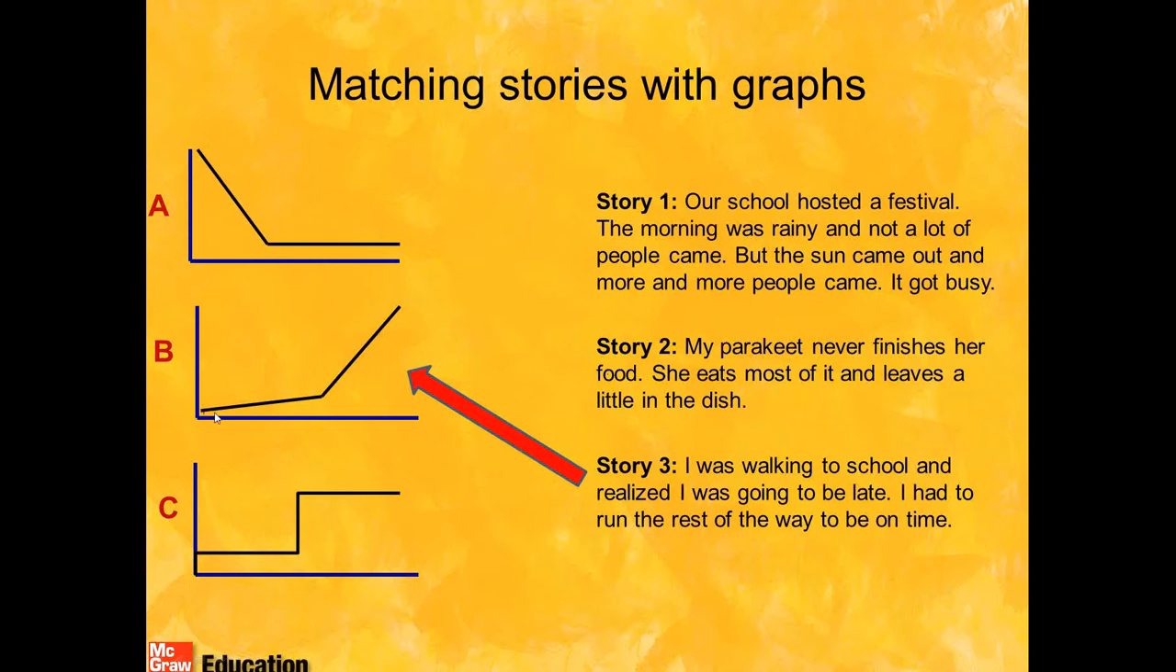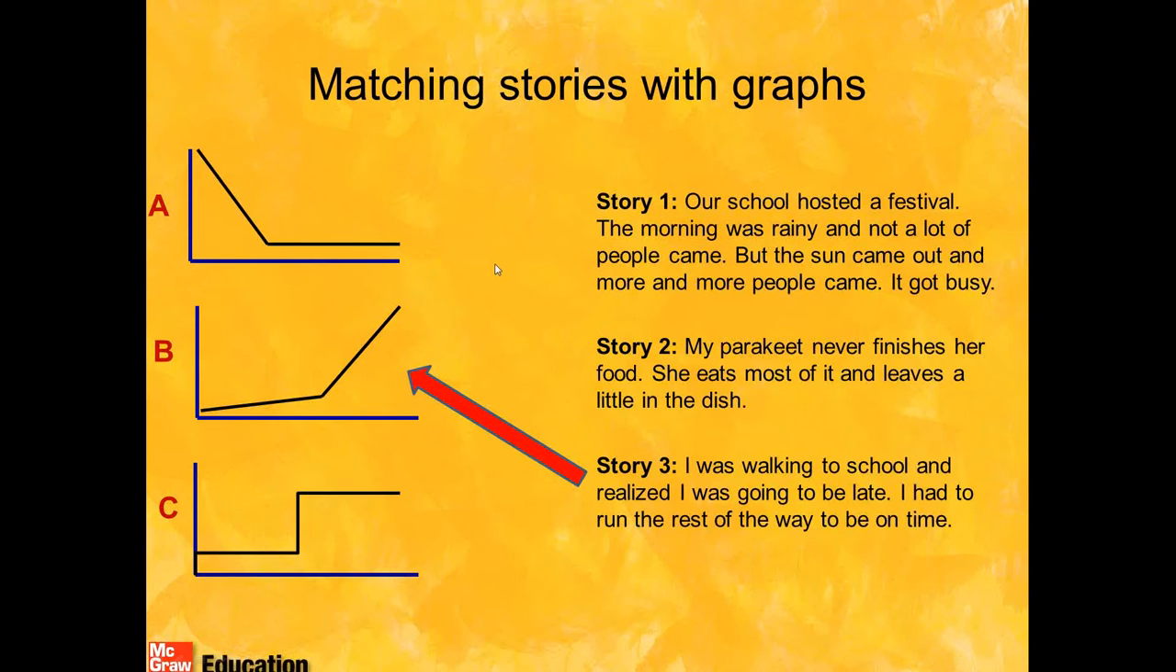Again, I'm starting out, if time was across the bottom and this is getting to school, as I'm leaving home, I'm going a distance. As time goes on, I get further away from home. And then suddenly I realize that time is late and I have to hurry. So my speed increases and I cover a longer distance in a shorter period of time.